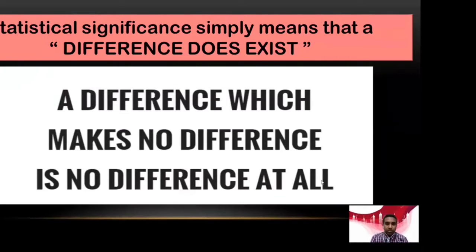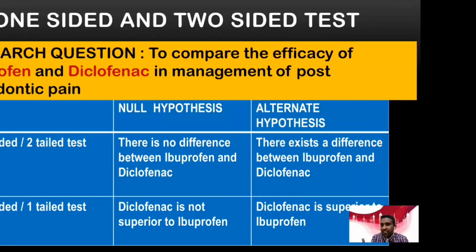So now coming to the question, which is important, statistical significance or effect size? Statistical significance simply means that there exists some difference statistically or mathematically. But clinically speaking, a difference which makes no difference is no difference at all, right? So what makes a difference? It's the effect size.